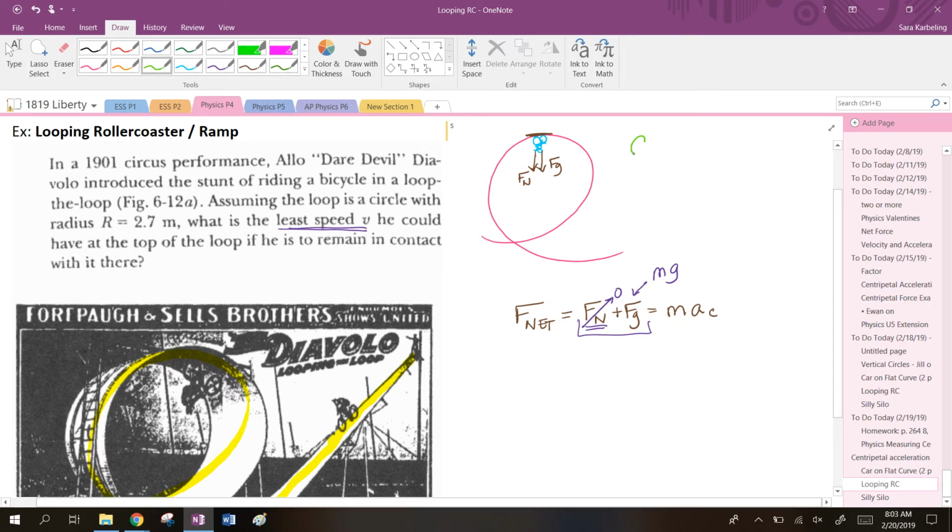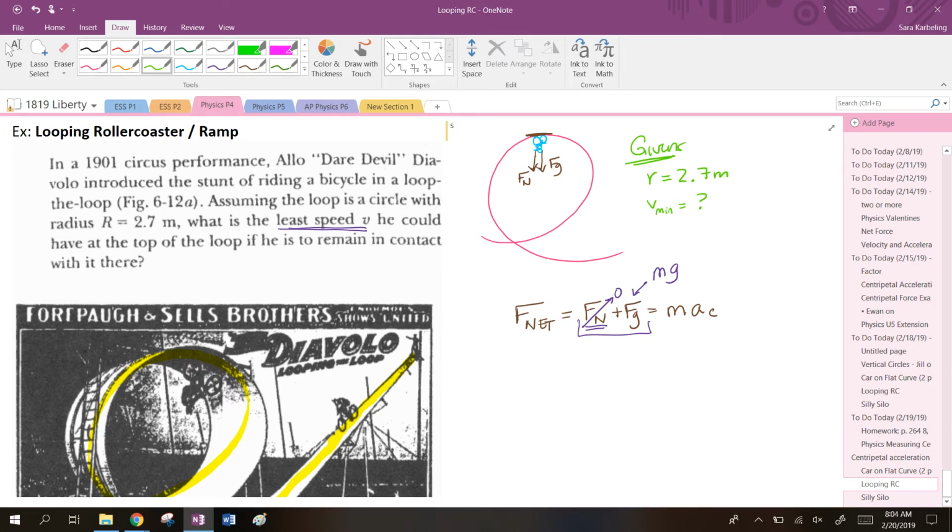I should probably write down some givens. I got ahead of myself. Sorry about that. So givens, what do we know? We know that the radius of the loop is 2.7 meters. And oh, that's all we know. That's kind of funny. We want to know the minimum speed that we need to go all the way around this loop. Now it's kind of a weird thing that we only know one thing.